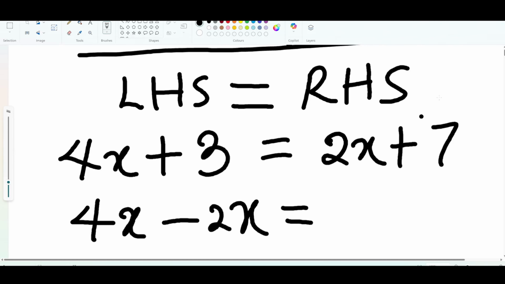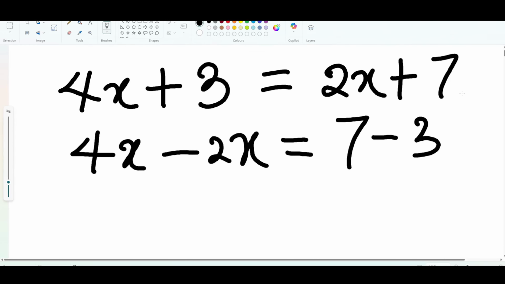It is still on the right hand side, so it will be written as 7. While this plus 3, which is a positive number here, by the time it is taken to the other side of the equation, becomes negative. So this becomes minus 3. So this is how like terms are collected.